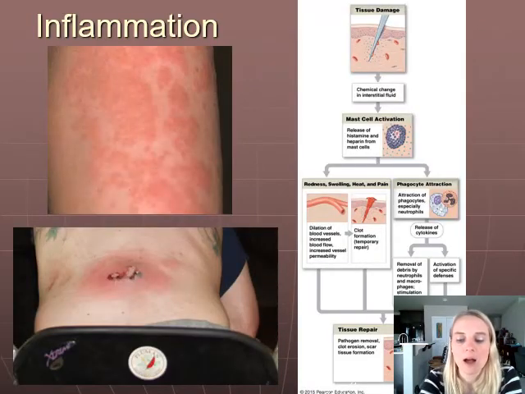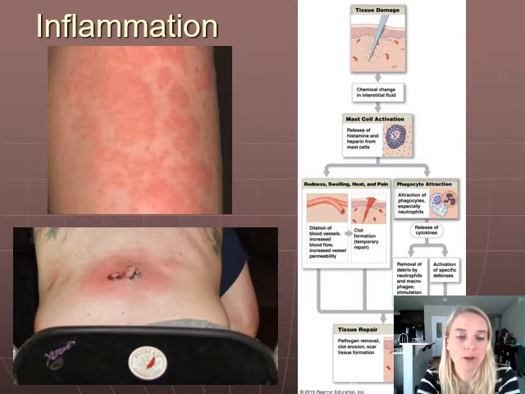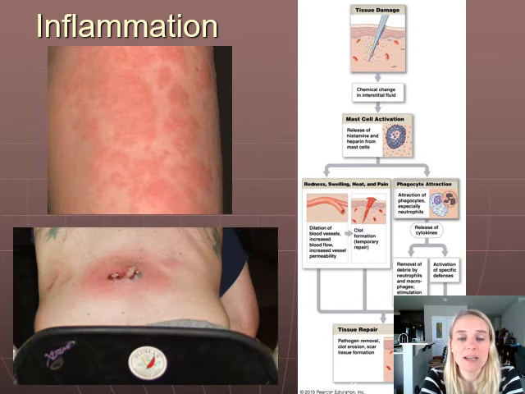All right, and our last non-specific defense is inflammation, and you'll have to reference your book since my head looks like it's cutting off that last piece of the process there, but that's okay. You have it in your book. So inflammation is a good thing.